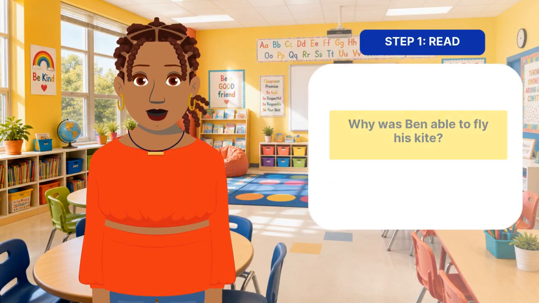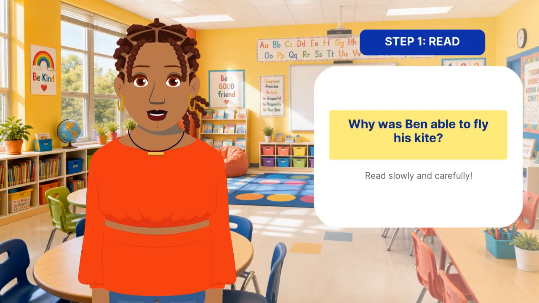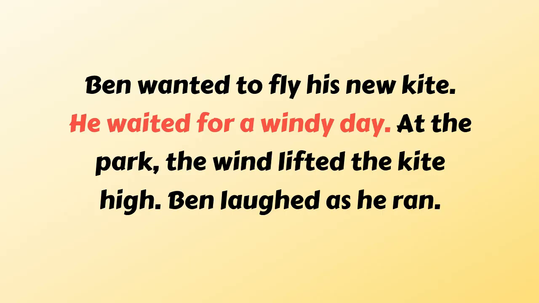Let's use our strategy. Step 1. Read the question. Why was Ben able to fly his kite? I'm reading it slowly and carefully so I know exactly what I need to find. Step 2. Look back in the story for clues. Let's search the story together.